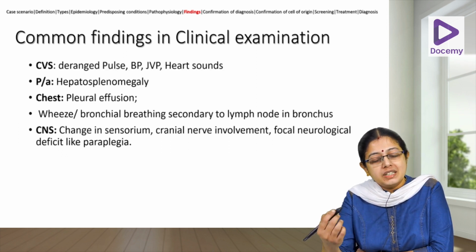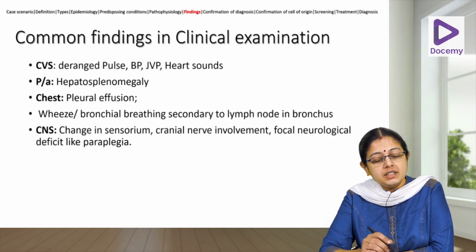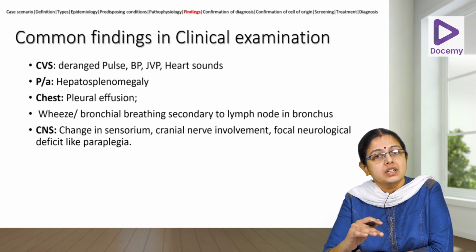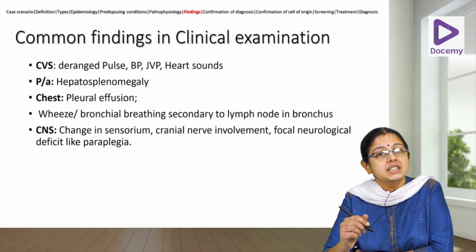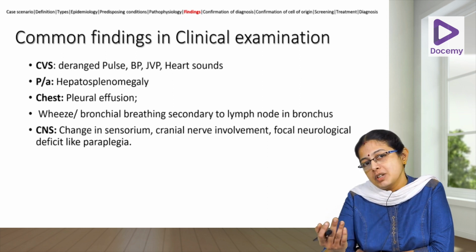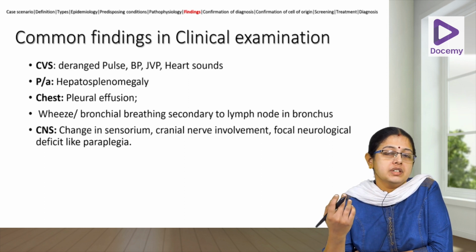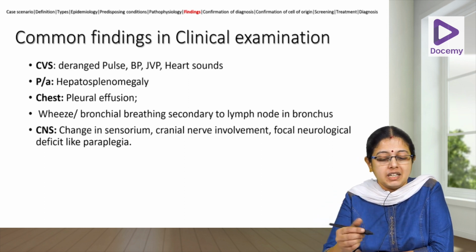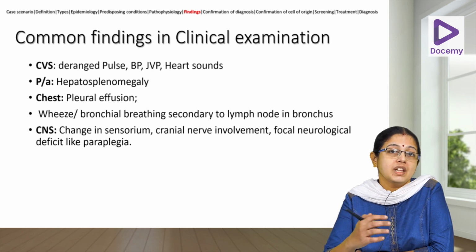Now coming to the common clinical findings on systemic examination, the pulses may be deranged. You could have an arrhythmia because of the tumor lysis and the electrolyte imbalance. The BP may be low if the patient is in neutropenic sepsis or has a prolonged anemia, and the JVP may be elevated. Listen to the heart sounds. Are they muffled? Could this patient also have a pericardial effusion? Anything is possible.